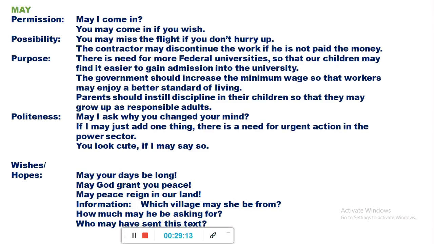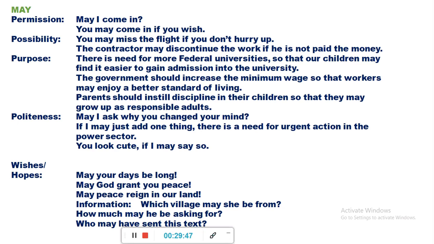All right. Then let's look at how we use may. We can use may to ask for permission or to grant permission. May I come in? You may come in if you wish. Possibility. You may miss the flight if you don't hurry up. So missing your flight is a possibility if you don't hurry up. The contractor may discontinue the work if he is not paid the money. That's a possibility. He may discontinue.